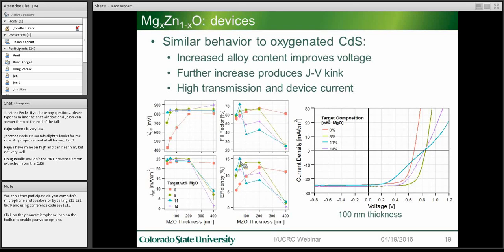Showing the JV curves, you really just see the same behavior. Start with a low VOC, which is improved, and then a secondary barrier appears.